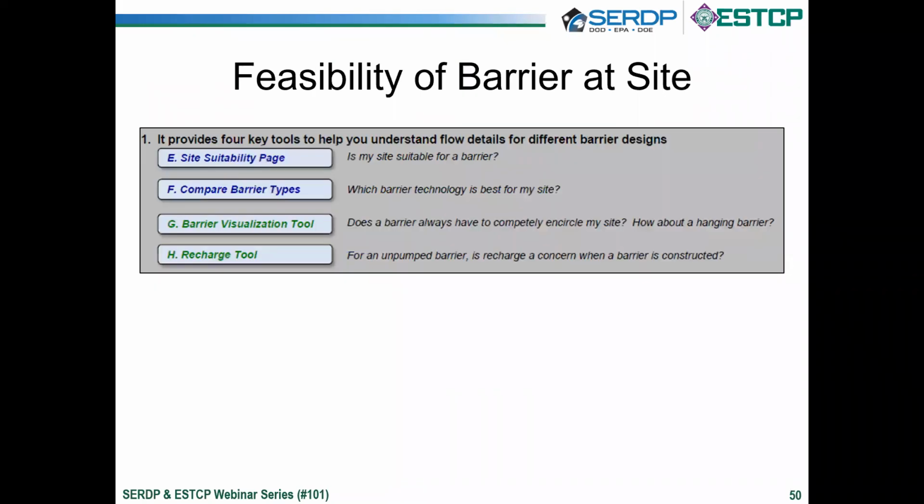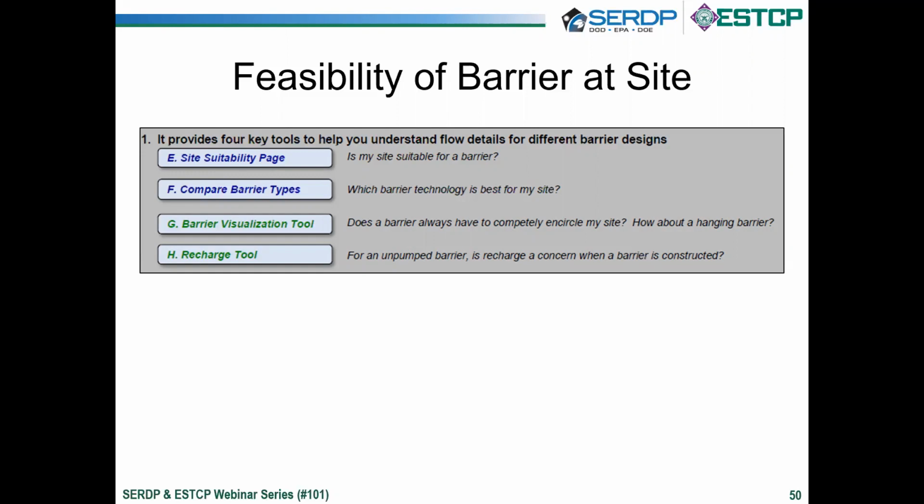Next, these 4 tools can help users evaluate the feasibility of installing a barrier at a site. The site suitability page, for instance, walks a user through some key questions about a specific site. So for this technology, the best suited sites are the ones that are late-stage chlorinated solvent sites with low remediation potential. The site should also have some ongoing biodegradation in the source zone, with preferably a confining unit underneath.